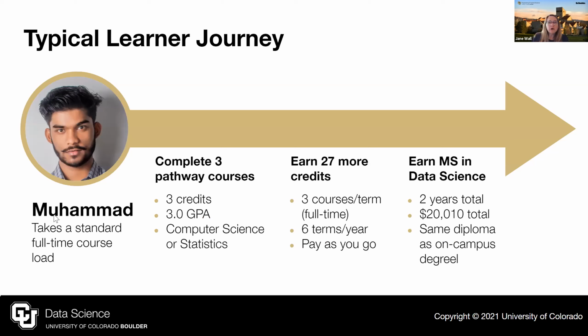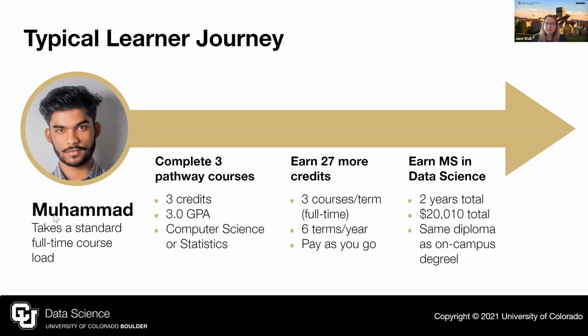Most students are like Mohammed here. These students start by completing the 3 pathway courses. Remember, you need a B average or better, and you can choose from either data structures and algorithms or statistical inference for data science pathway. Once that's completed, you're admitted to the degree. The 3 credits you already earned count toward the degree, so you need 27 more credits before you graduate.